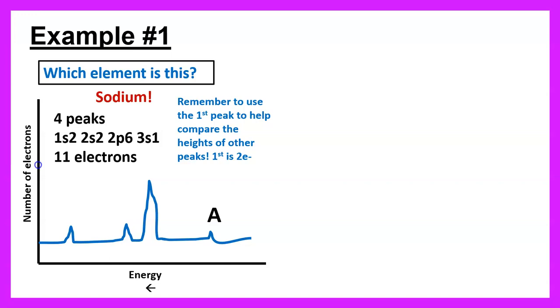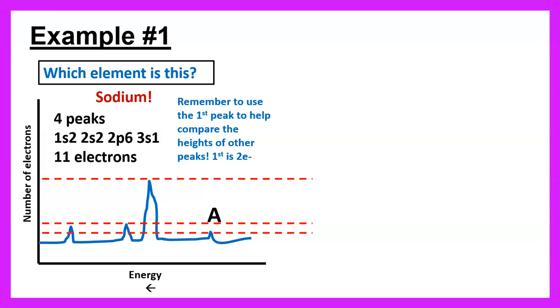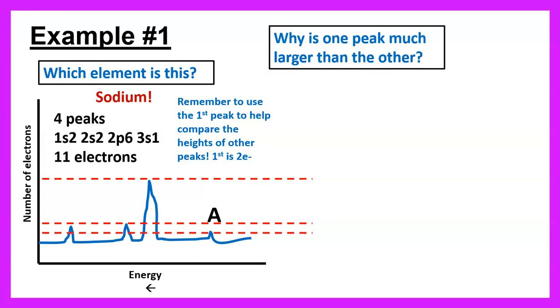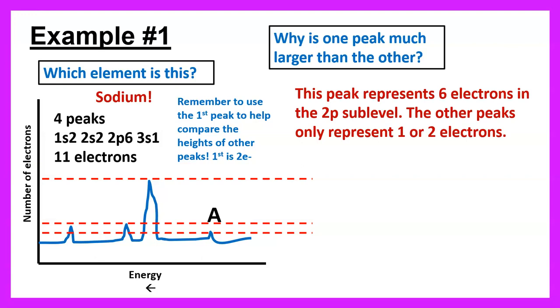So let me ask you another question. When you're looking at the size of these peaks, why was one of them much bigger than the other? Why was that third peak so big? Well, it's because it represented 6 electrons in that 2p level. The rest of those peaks are only representing 1 or 2 electrons, so there's a lot more electrons there.